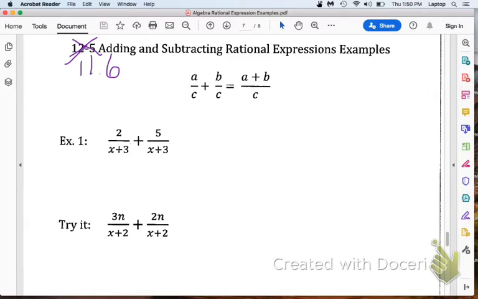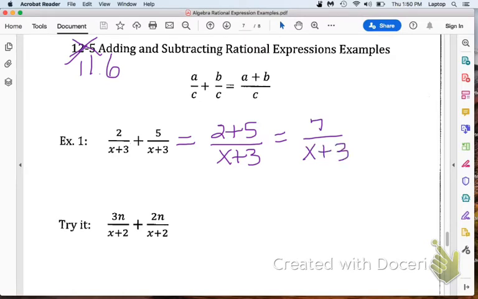So in example 1, 2 over the expression x plus 3 plus 5 over the expression x plus 3 could be simplified as 2 plus 5 over the expression x plus 3. This is the common denominator. So we can simplify the numerator, right? 2 plus 5 is 7. We cannot, however, simplify the denominator because it is an expression with a variable, and therefore here is our solution, 7 over x plus 3.